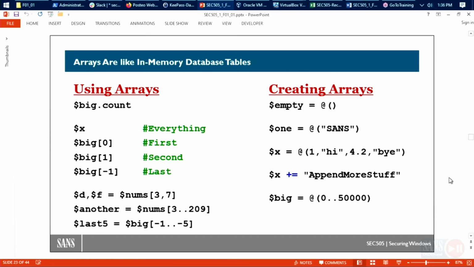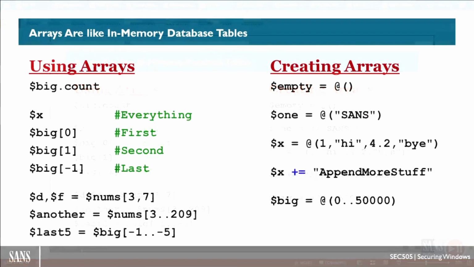How could you create an array with so many objects? Well, for example, I've got 0 to 50,000. And that would create an array of 50,001 numbers. And why is it 50,001? Because again, in this example, we started counting at 0.